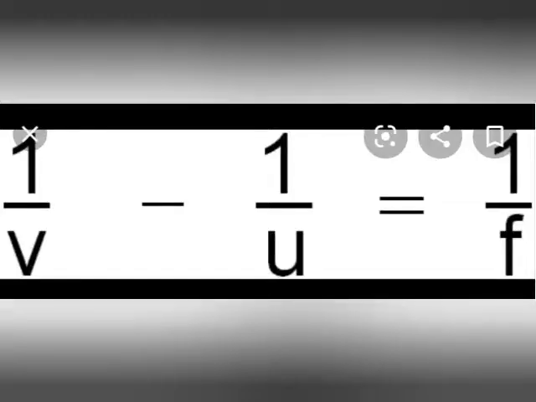Now let us start with a fresh topic, which is the lens formula. What is the lens formula? The lens formula is 1 upon f is equal to 1 upon v minus 1 upon u. Here f is the focal length, v is the image distance, and u is the object distance. So when we use this formula, we would require focal length, image distance, and object distance. So this is the relation between the focal length of the lens, the image distance, and the object distance.